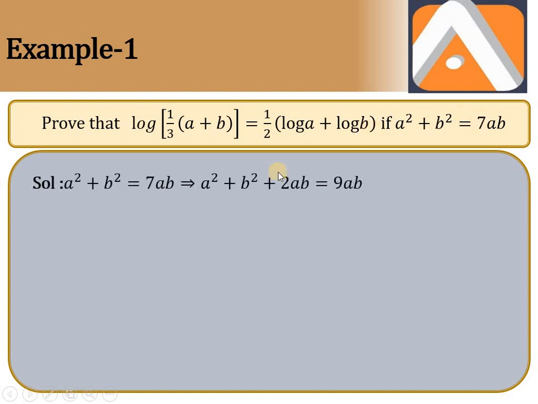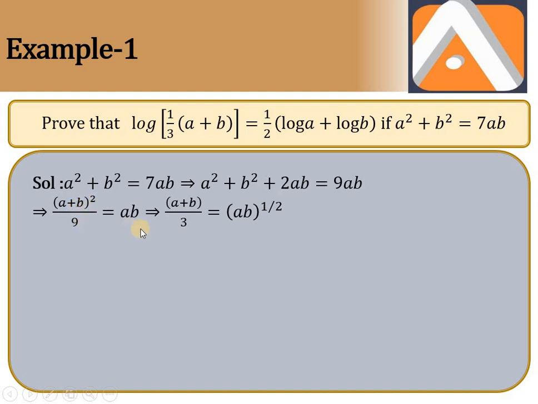So I am taking the condition and adding 2ab on both the sides. If I add 2ab over here and over here, this becomes 9ab. So this becomes a perfect square, so that I will get the (a plus b) whole square term. So a plus b whole square is equal to 9ab. I am bringing this 9 to this side, equal to ab.